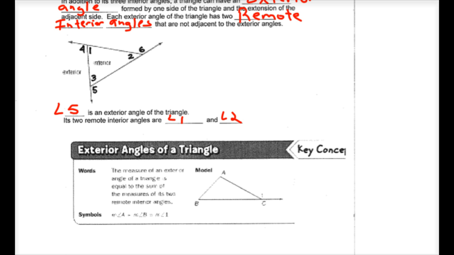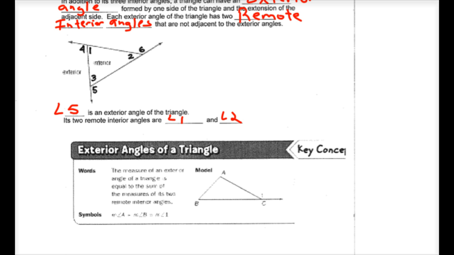Wait, why isn't 3 one of them? Oh, because it's connected to 5. Do you agree that 5 and 3 are connected? Yeah, they're next to each other. But wouldn't 2 and 6 be connected? Yes, that's why I'm going to go there. But anyways, from angle 5, the 2 remote interior ones are 1 and 2.